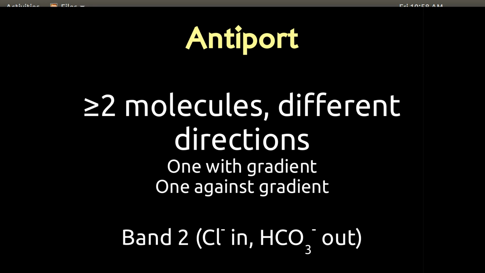Also in this are antiporters. They're very similar to symporters, but in this case, we have two or more molecules and they're going in different directions. The concept here is the same, however, where at least one is going down its electrochemical gradient, and at least one is going against this electrochemical gradient. An example of this would be band 3 in erythrocytes, where we transport chloride into the cell and bicarbonate out of the cell. Bicarbonate is generally going down its electrochemical gradient, and chloride is going against it.